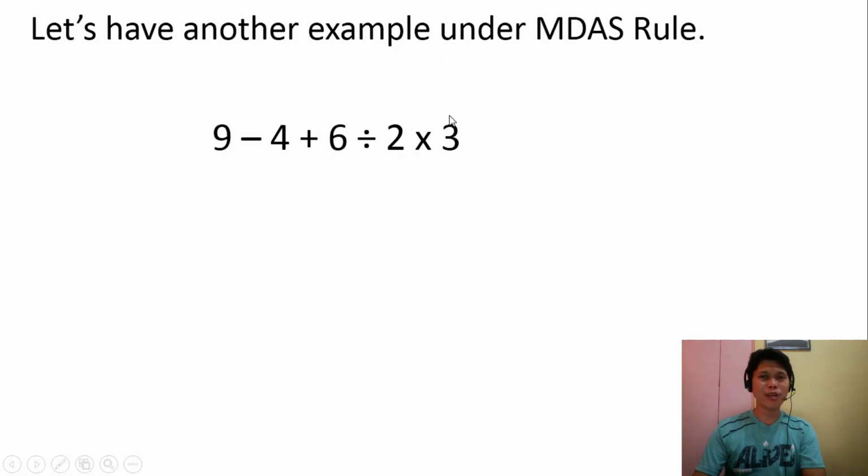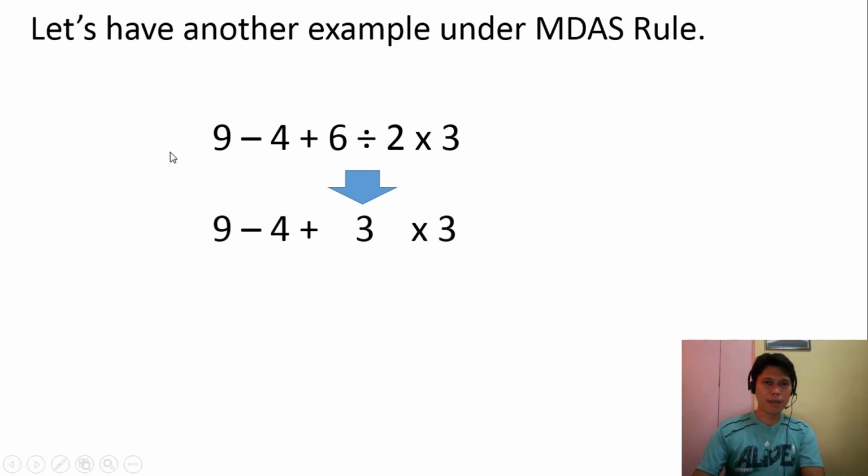Okay, this time let's have an example under MDAS rule. Another example, we have 9 minus 4 plus 6 divided by 2 times 3. So first is 6 divided by 2. This time we cannot do them simultaneously because they are connected. Okay, so 6 divided by 2 is 3, and then copy everything. 9 minus 4, and then times 3.